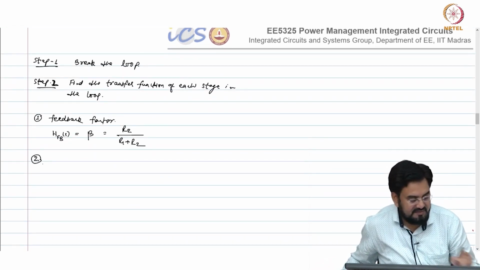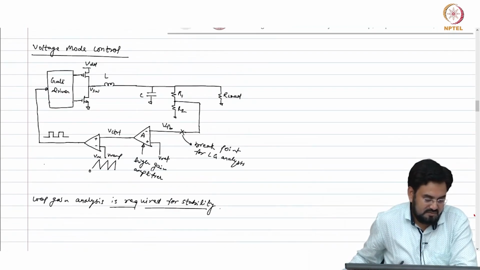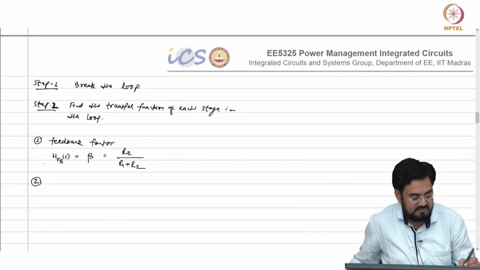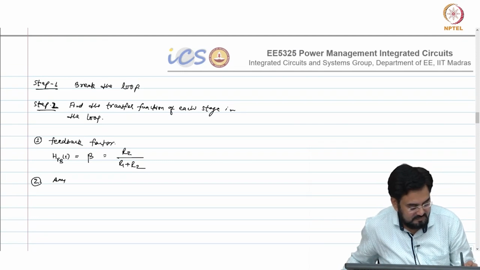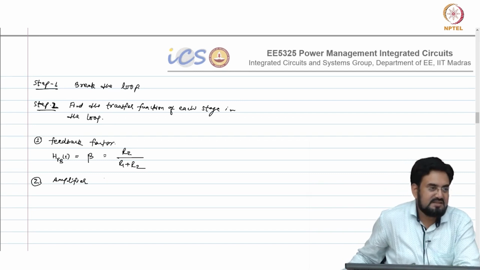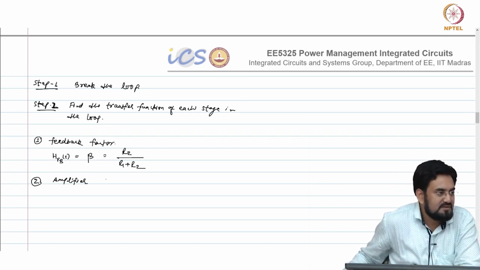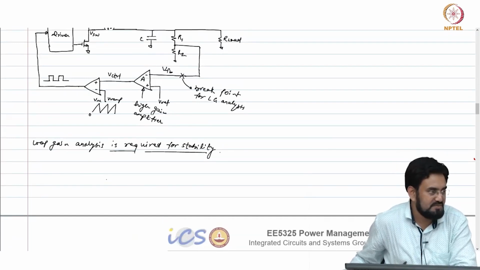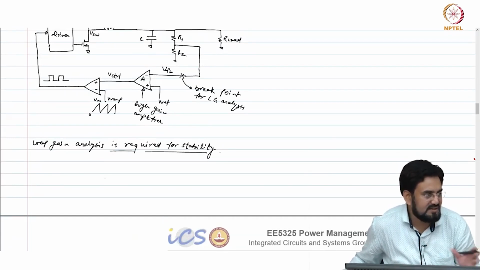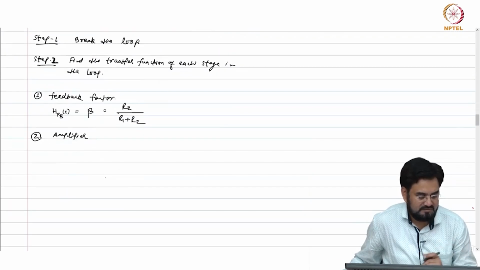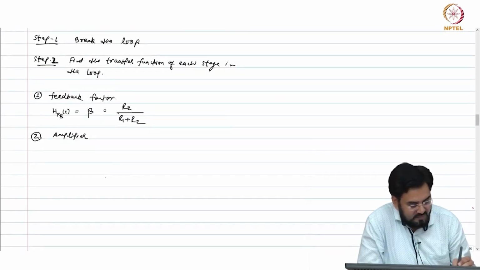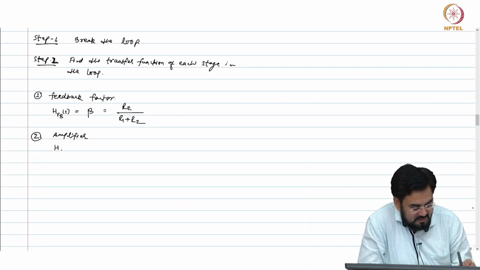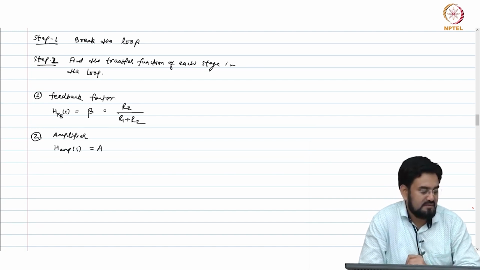Then second, after that what do you have? Amplifier. And this is a high gain bandwidth amplifier. So, I can assume that the pole due to this amplifier is outside your UGB. So, I will just assume that it has a gain of A, okay, for now. So, H of amp S equals A.